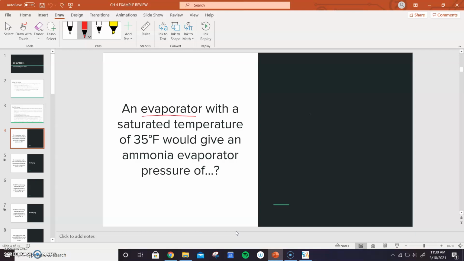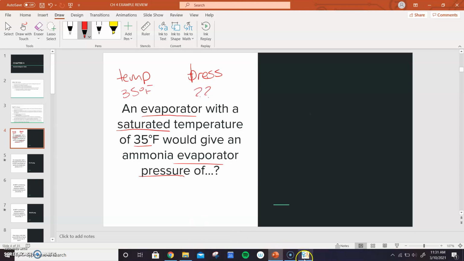So we are in our evaporator, and we are at saturation 35. So we have our evaporator temperature at saturation. Okay, we need our evaporator pressure at saturation. This is saturation, so we can use our saturation tables. So all we have to do is find the pressure that relates to the temperature at 35 degrees.